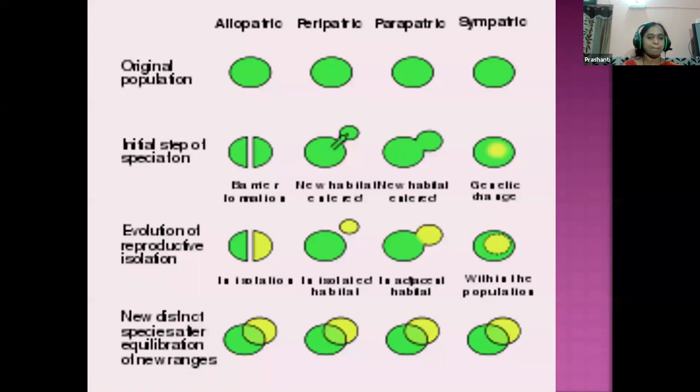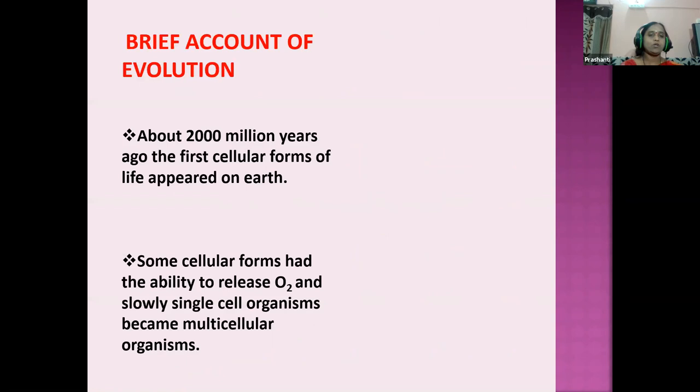But when you take a sympatric population, the random gene changes occur in a small population, which reproduces and evolves within the same niche as a separate species. So this is about speciation, children. Next, we go to the brief account of evolution.